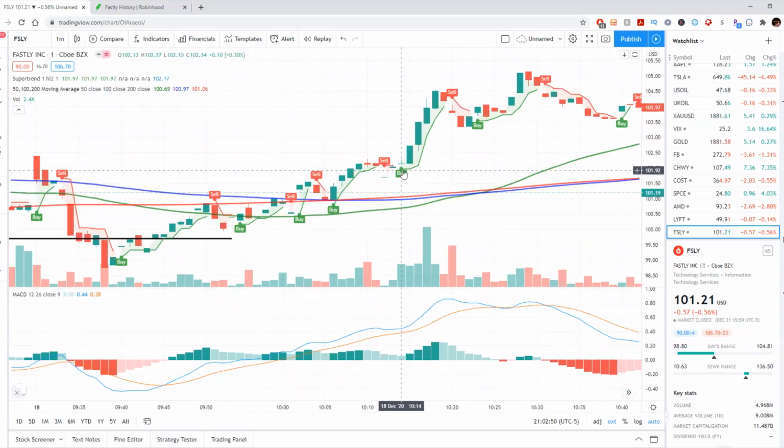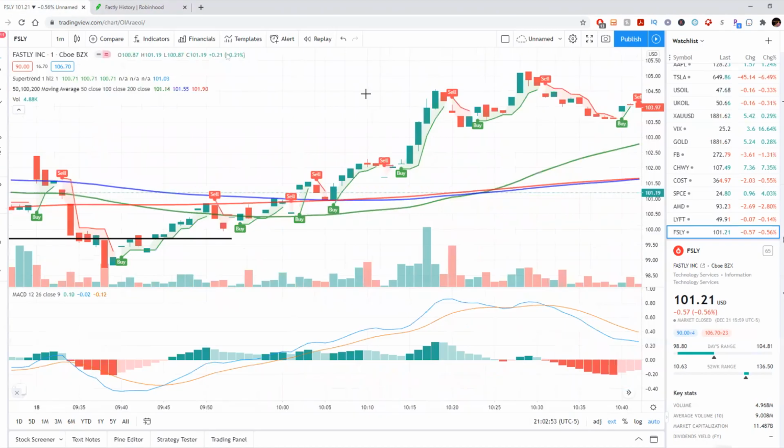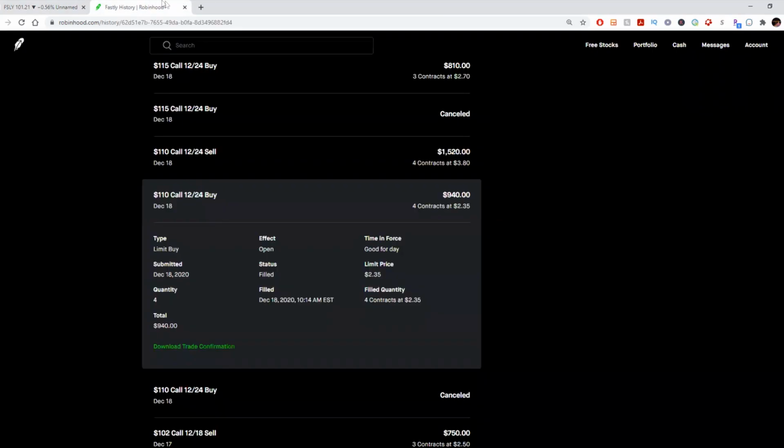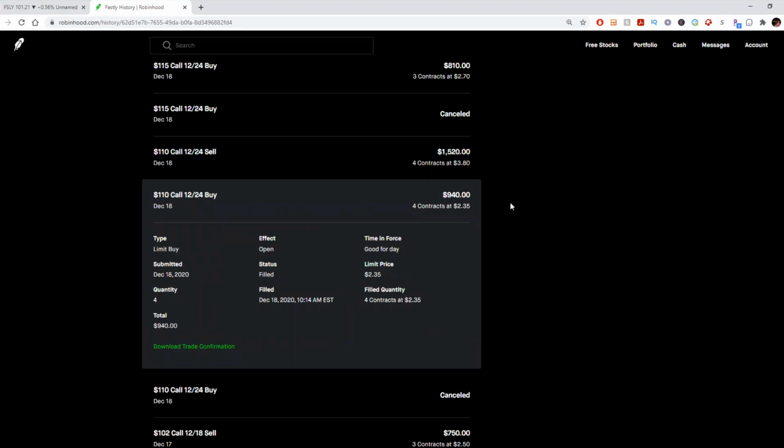Yeah, December 18th, 10:14. This was the first buy signal that I bought into. I got 4 of these 110 calls expiring on December 24th for $235. And the first sell signal was a couple minutes later around 10:20, so about 15 minutes, and I was able to sell it for $15.20. So this was a really quick, almost $600 profit, which was really, really awesome.